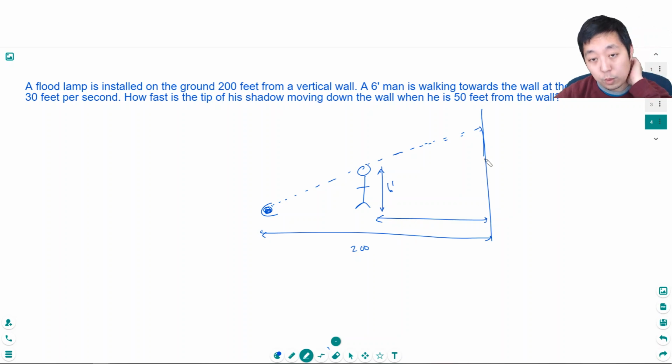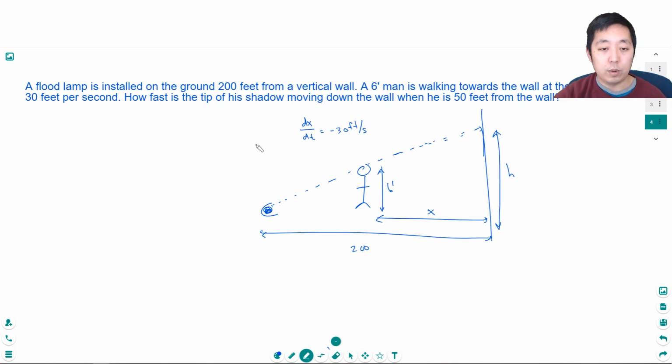What are the things that I know? I know that he's walking towards the wall, so let's call this x. I know that dx/dt is negative 30 feet per second. And I want to know how the tip of the shadow changes. Let's call this h. I want to know what dh/dt is when x equals 50. So I want an equation that relates h and x, ideally.